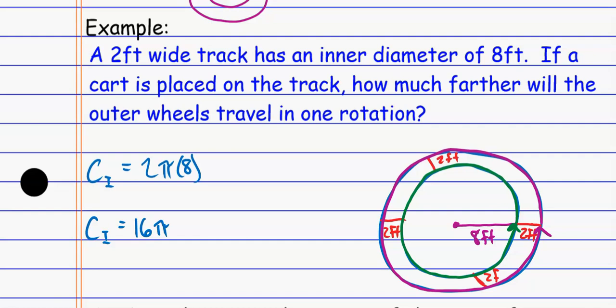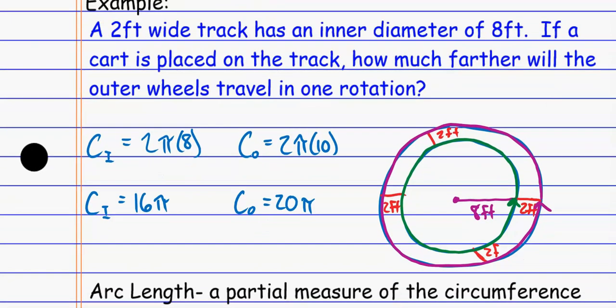The circumference then of the outer circle, when you look at the outer circle, that has a radius of 10 because of the extra 2 feet, so 2 pi times 10. So that has a circumference of 20 pi. And so the question asks, how much farther did the outer wheels travel?